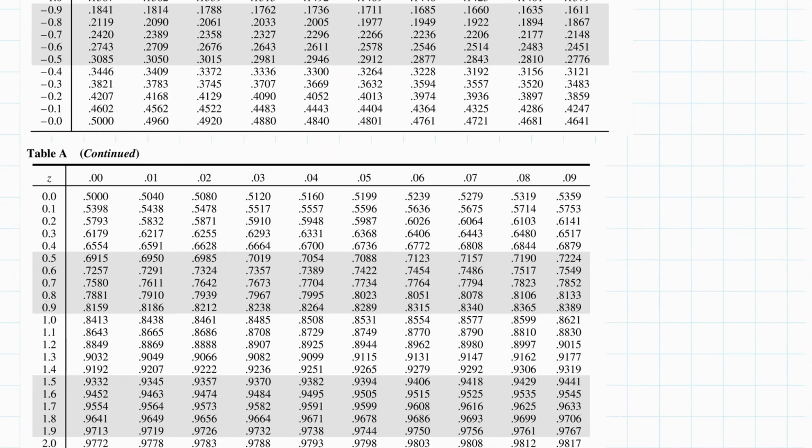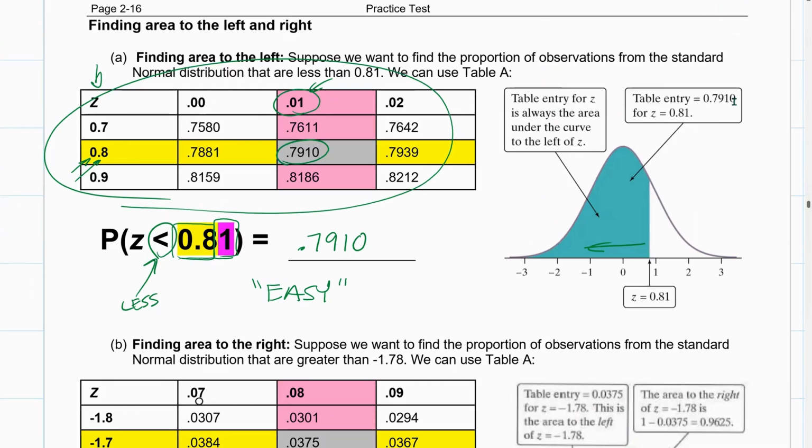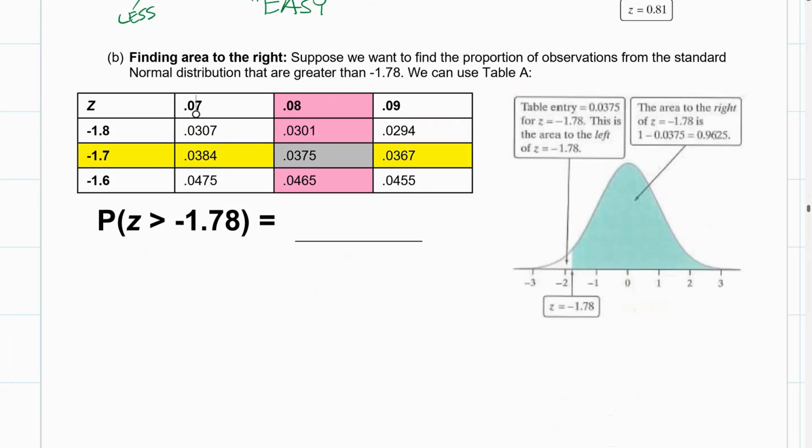Now, when we have different problems, like finding the area to the right, we're going to have to do a little bit more work. When this is a greater than symbol, z is greater than, then we call these the 1 minus problems. Why is that? Because the table will read off the area to the left. This says that we want negative 1.78, but we want the z-scores that are greater than that.